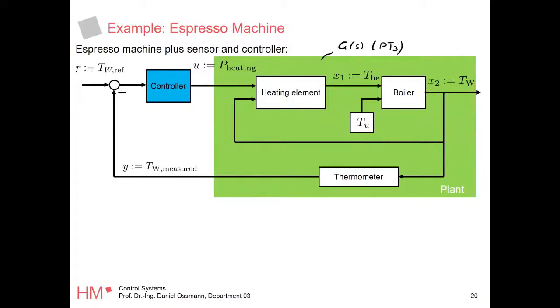So now we want to allow the user to specify a reference temperature. The user should not put in a heating power, right? You should not need to put in 0.25 kilowatt or whatever to reach a certain temperature. What we want to do is allow the user to say, okay, I want to have 90 degrees. I want to have 96 degrees of water temperature.